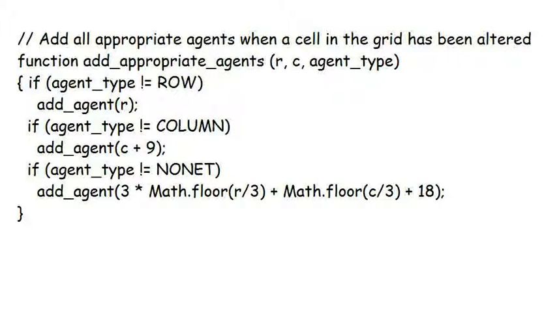I'll finish by just showing you the function to add the appropriate agents to the line. This is very similar to the function lineUpAgents, except it only adds a row agent if the agent being processed isn't that row agent already, and similarly for the column agents and nonnet agents.